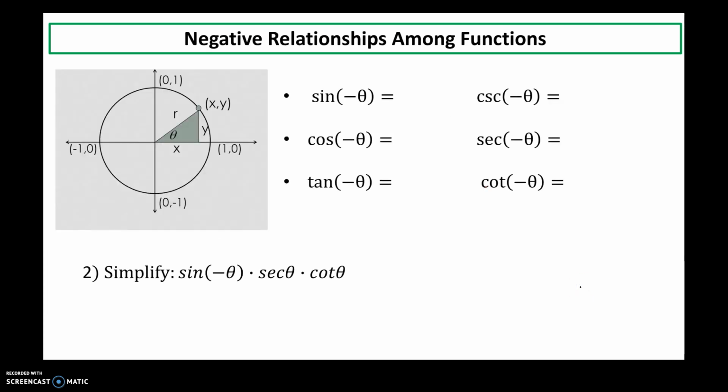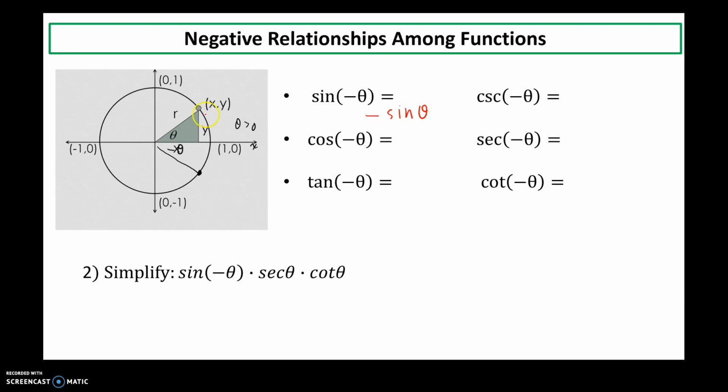Okay, negative relationships among the functions. Again, things that we've studied already. So here's theta. We know that theta starts at the positive x-axis, and if theta is positive, we rotate in the counterclockwise direction. So if I take this angle and rotate it in the clockwise direction, therefore creating negative theta, what's the sine function? Well, in the fourth quadrant, we know the sine function's negative. So this would be equivalent to the opposite of the sine of theta.